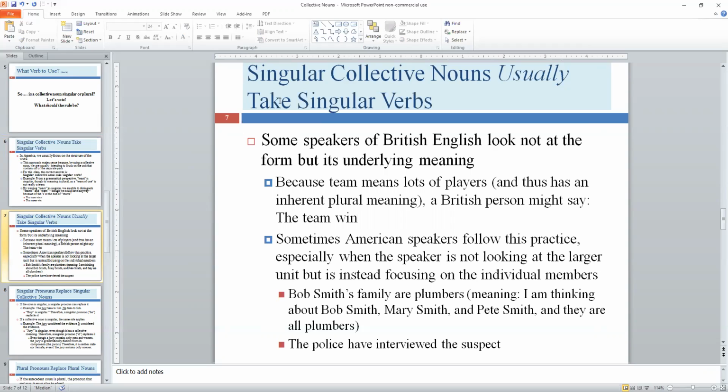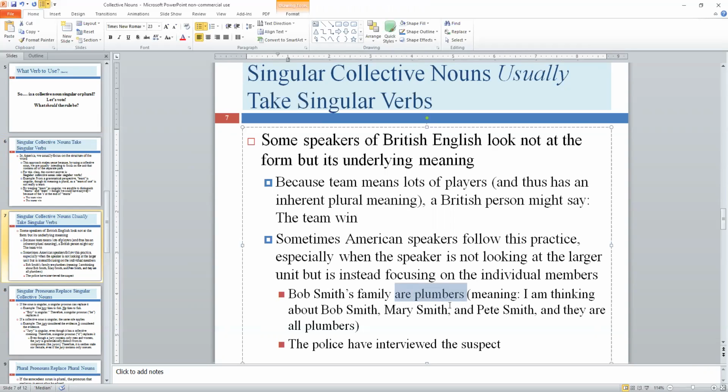So here we have this example. Bob Smith's family are plumbers. And let's say in Bob Smith's family, there are three members: Bob Smith, Mary Smith, and Pete Smith. They all happen to be plumbers. So we're looking at each one of the members of the family. Maybe we have a picture that we're looking at and we're pointing in our mind, metaphorically at least, at Bob and saying, yeah, he's a plumber. And oh yeah, there's Mary over there. She's a plumber. And oh yeah, Pete, yeah, he's a plumber too. And so you're really kind of breaking down and looking at each one of the members. In that situation, it can make sense to say Bob Smith's family are plumbers, even though family is singular and even though family is a collective noun.